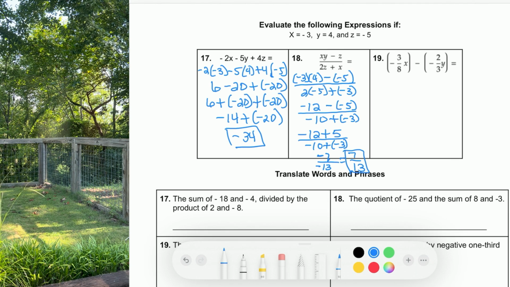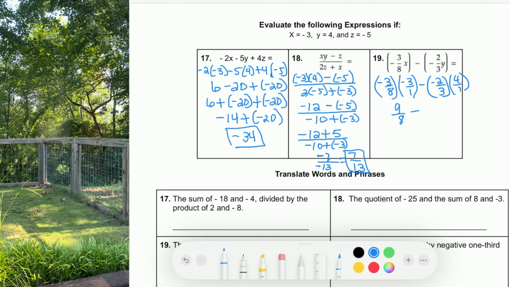Number 19, we have fractions here, but before we worry about common denominators, we need to plug in our values and solve from that first. So I have -3/8 times the x value, which is a -3. I'm going to put it over 1 just so it's a fraction. Then I have -2/3 times the y value, which is a 4. I'm going to do the same thing. I'm going to put it over 1 so that it's a fraction. -3 times -3 is a positive 9. 8 times 1 is 8. Then I have a -2 times 4, which is a -8. And 3 times 1, which is a 3.